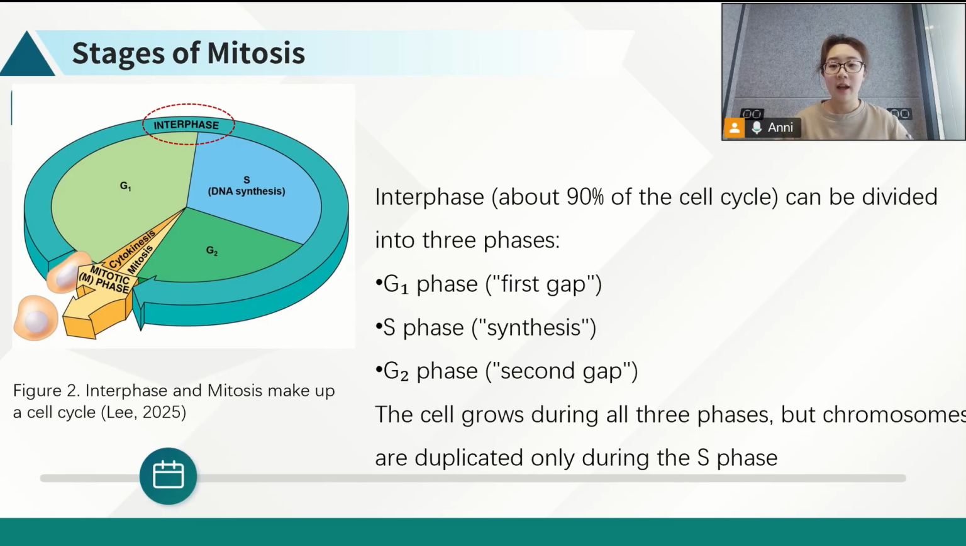And then we'll have a look at the cell cycle. In the cell cycle, actually 90% is made up of the interphase, which can be further divided into three phases: the G1 phase, or the first gap, the S phase, synthesis, and the G2 phase, which is also called the second gap. The cell grows during all three phases, but chromosomes are duplicated only during the S phase. The remaining 10% of the cell cycle is the mitotic or M phase.